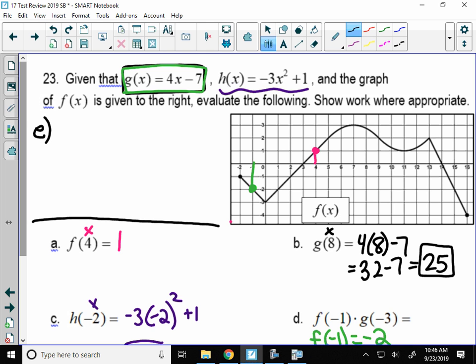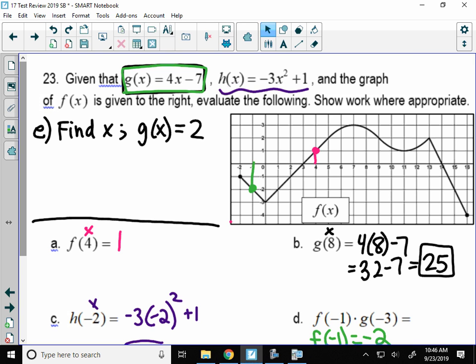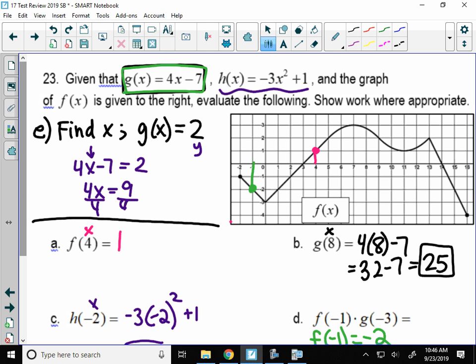So that E is find x for g of x equal to 2. So same as what we just did in the first E that's misnumbered. That 2 is an output. It's a y value. If I need to find the x value that gives me that 2, I'm going to set the equation of g, the function of g, equal to 2. What input for this x gives me the answer of 2? And I'm just going to solve it for x. So I'll add 7 to both sides, get 4x equals 9, and then divide by 4. So the input here is going to be 9 over 4. You're welcome to leave that as a fraction, or you can turn it into a decimal. All right, so that's both E's.